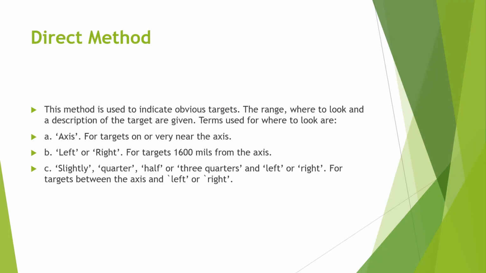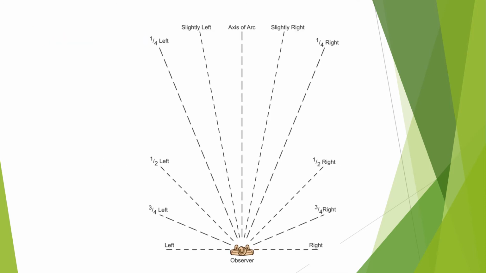Direct method. This method is used to indicate obvious targets. The range, where to look, and a description of the target are given. Terms used for where to look are: axis for targets on a very near axis, left or right for targets 1600 mils from axis, slightly, quarter, half or 3/4, and left or right for targets between the axis left and right. This will become apparent as we go through it.